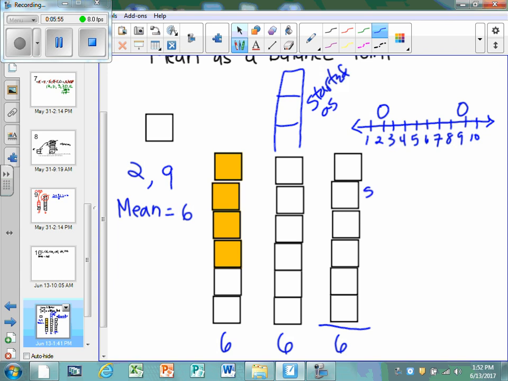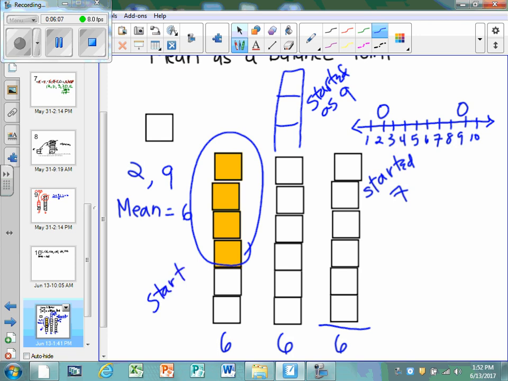This one started as what? 7. And they both gave to this one that started as 5, it did not start as 5, started as 2. You guys see how that tile pair sharing starts to help you with this? Okay, that's our review from lesson 7.